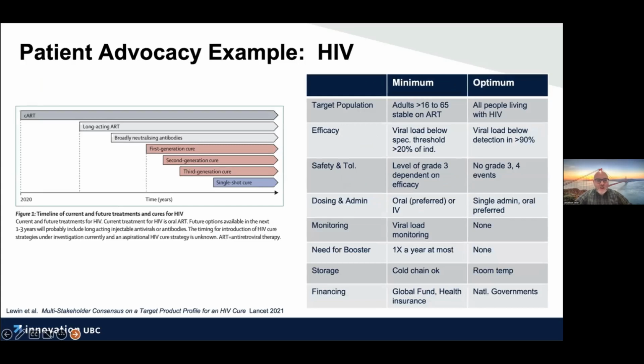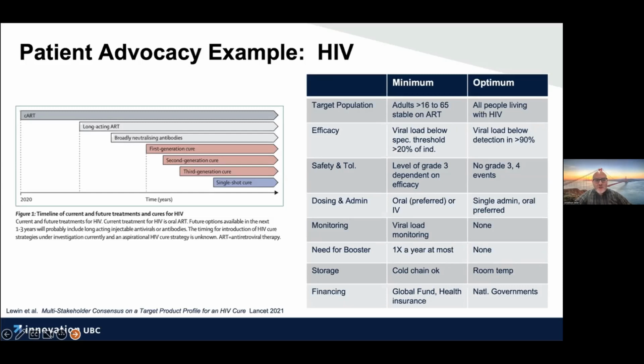And so this is a patient advocacy TPP that was put together for HIV, which is pretty interesting. And a lot of it is dosing administration. I think this was put together by the UN, or no, it's actually a group of key opinion leaders that are looking at HIV therapies. So 2020, the current treatment is oral ART. Future options will be long-acting, neutralizing antibodies, and then down the road, first generation cure. I think we've seen some patients cured, and so I think that's actually a realistic hope in the future.